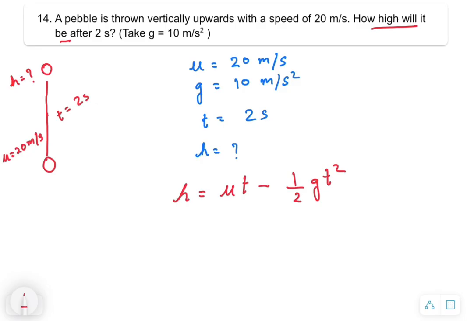We know the initial velocity. The time also has been provided to us. Value of g is known to us. In this problem, we'll be taking it as 10 meters per second square. Again, t is 2 seconds. So now let's substitute these values into this equation and find the height of the pebble after 2 seconds.